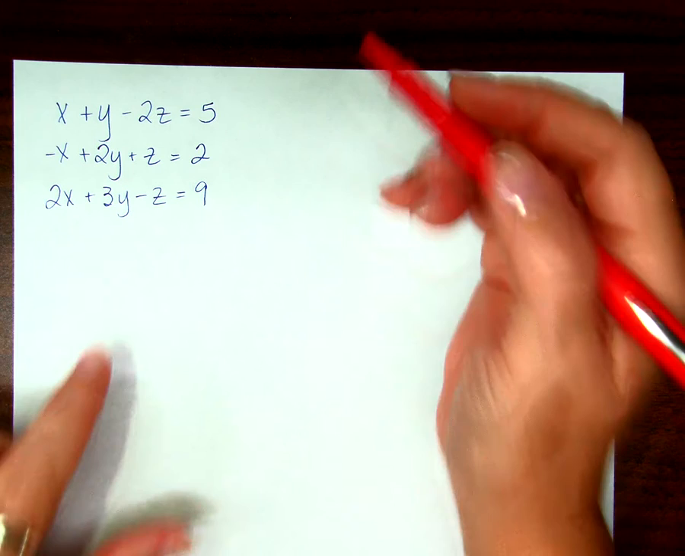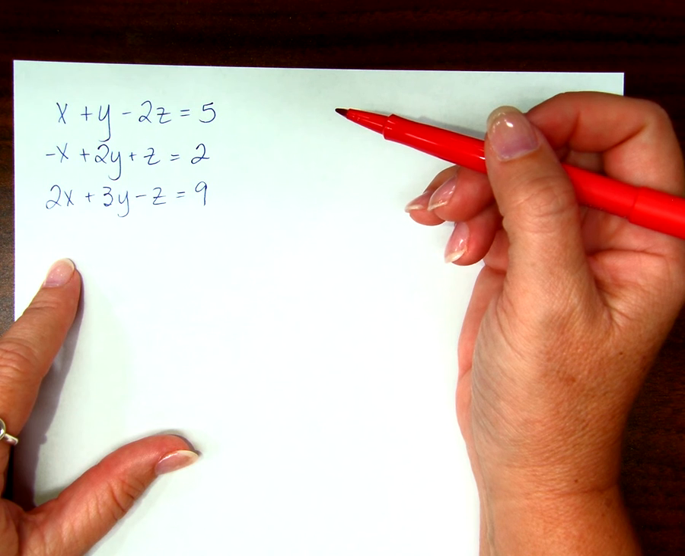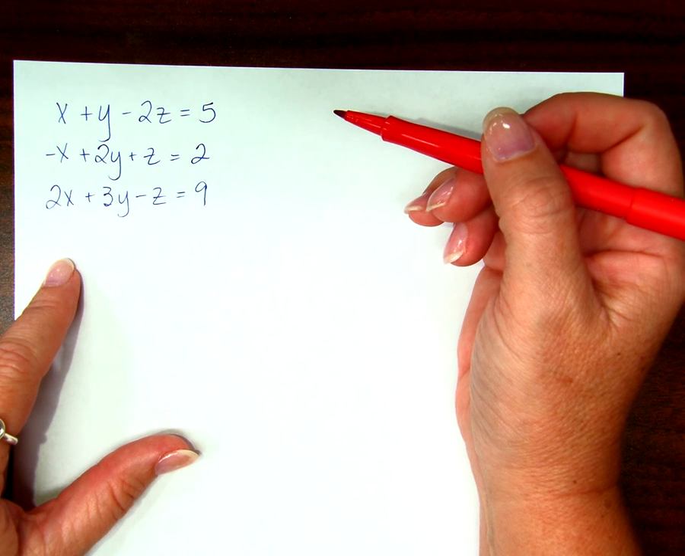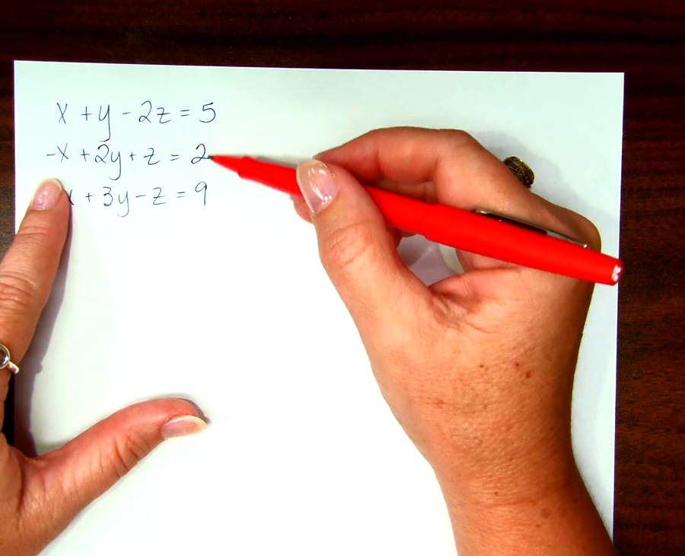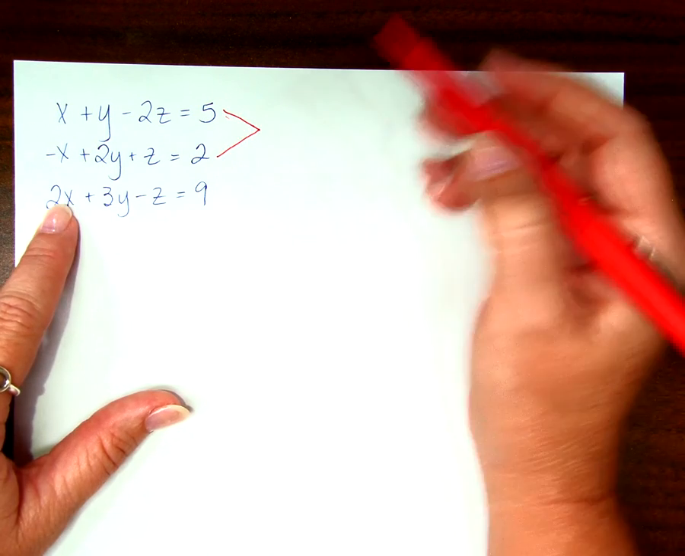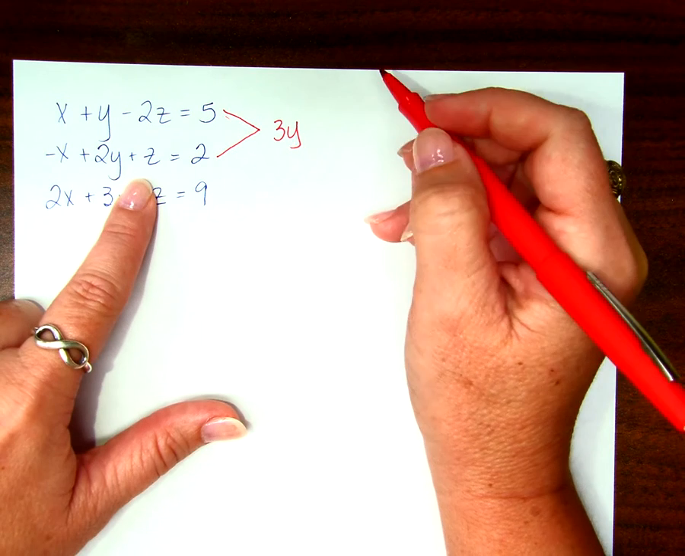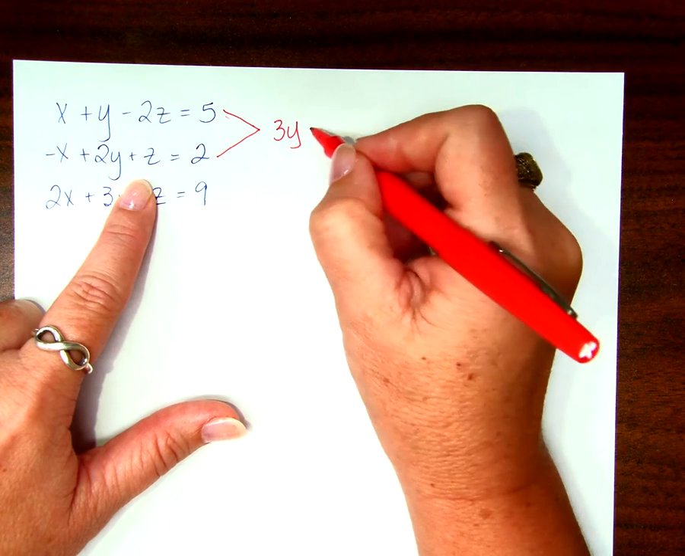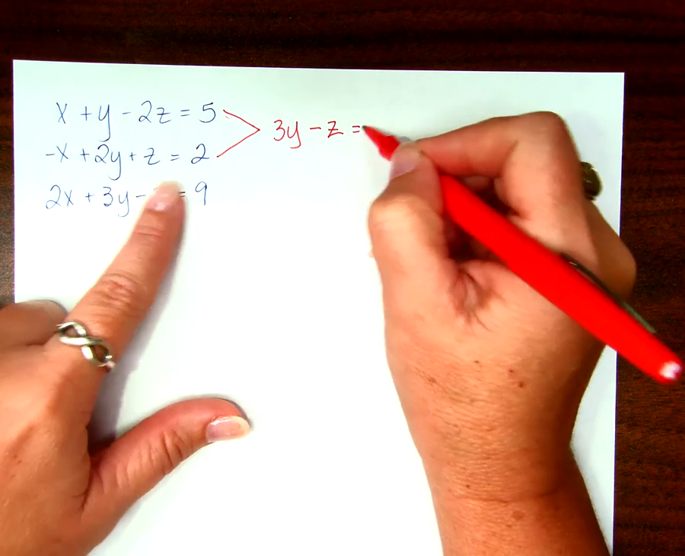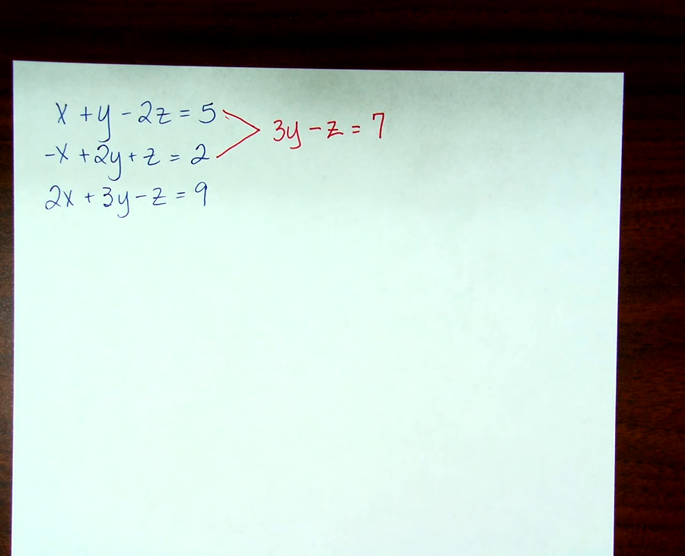x's? Okay, so if we're doing x's, what should we do first? Why can't we just add the top 2 together? Wouldn't that eliminate this? Okay, so if I'm adding the top 2 together, I'm going to get 3y minus z equals 7. I need to eliminate x again.